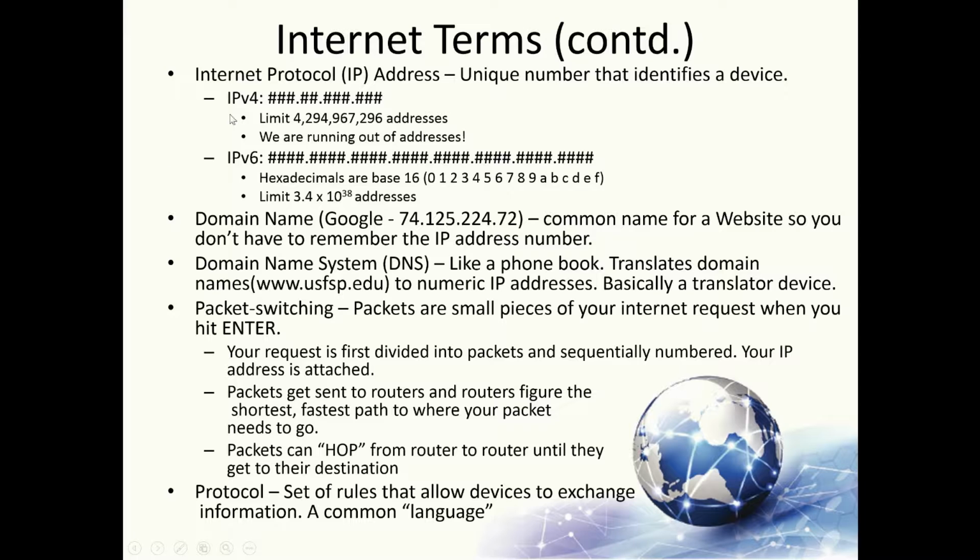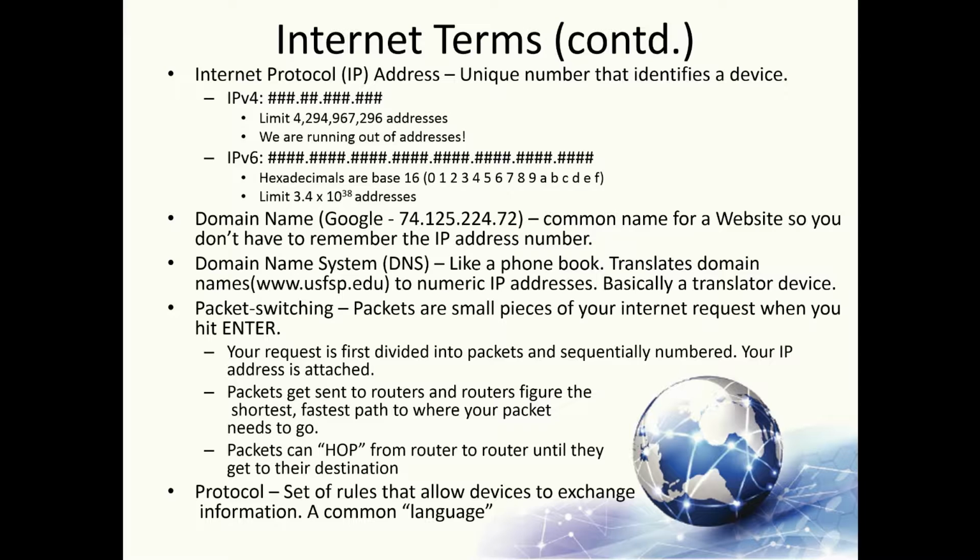The current situation is what's called IPv4, and this limits the number of addresses that are available, which is a problem because we're running out of addresses. So we're quickly trying to move to IPv6, which is going to give us many, many more addresses that are available. All right, so what is a domain name?